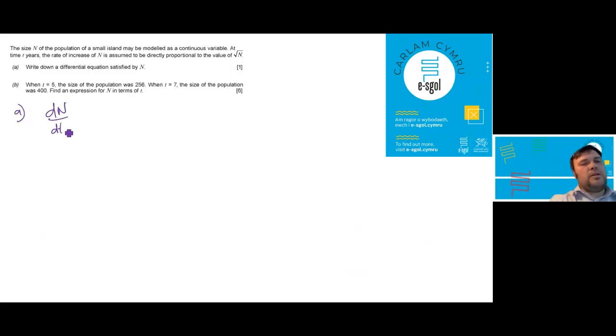so A is dn by dt, because there's your rate, alpha root n, because it's directly proportional. So then we're going to have dn over dt equals k root n, and this one is increasing. Differential equation sorted.